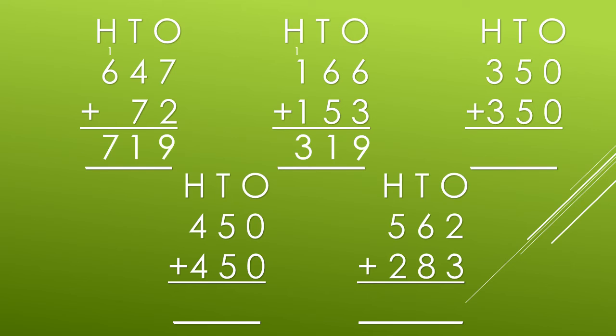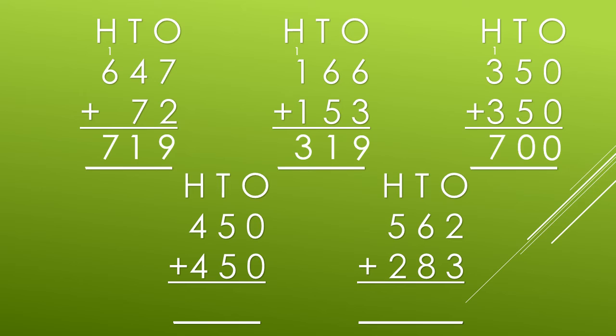319. Next example is 350 plus 350. Add the ones. 0 plus 0 equals 0. So write 0 under ones. Add the tens. 5 plus 5 equals 10. In 10 tens, 100 plus 0 tens. So write 0 under tens and carry 100 forward to hundreds. Now add hundreds. 1 plus 3 plus 3 equals 7. Write 7 under hundreds. So 350 plus 350 equals 700.